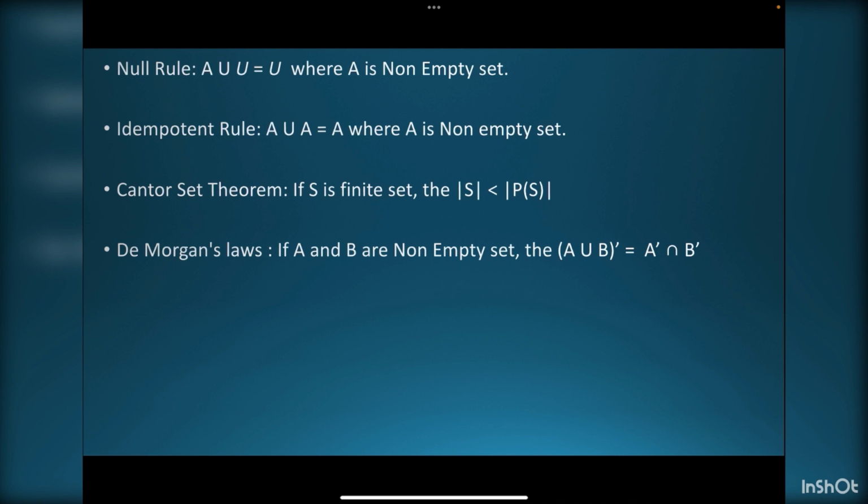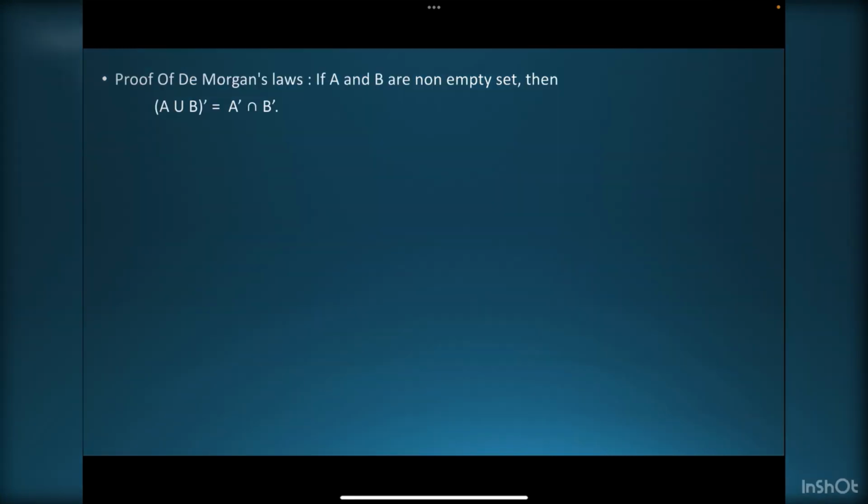Now the next theorem is De Morgan's rule. This is a very important rule and we're going to prove it in the next slide. So what is the rule? If A and B are non-empty sets, then (A union B) complement is equal to A complement intersection B complement. Next, we'll prove De Morgan's laws. If A and B are non-empty sets, then (A union B) complement is equal to A complement intersection B complement.